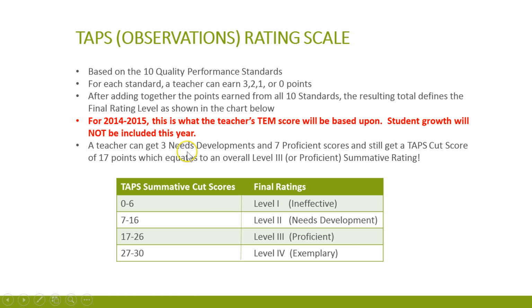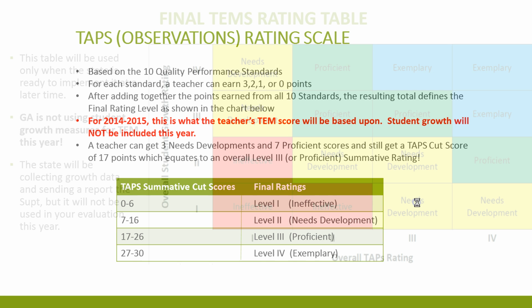A teacher can get 3 needs developments on their summative and get 7 proficient scores and still get a cut score of 17, which equates to level 3. So do not worry if you get 1 or 2 needs developments on your summative evaluation, as long as you have the proficient scores at level 3 or 4 to balance that out. And 99% of our teachers do just that.